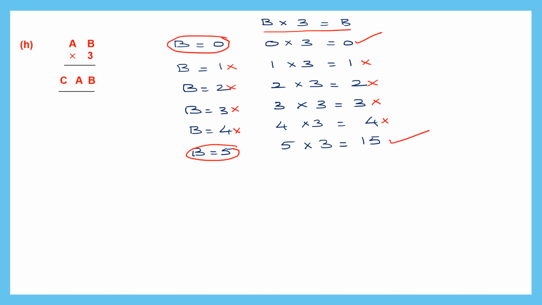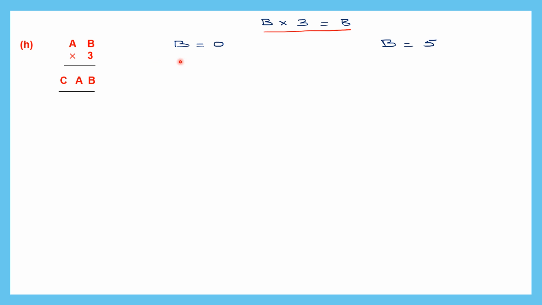It's possible for B to be 5 because when you multiply 5 into 3, we get 15, where the ones digit is 5, same as B. The ones digit and B should be the same. So let's keep B to be 0 and then we'll try with B to be 5 also. So now we have B to be 0 or it can be 5 also. So we're going to begin by writing only 0 first. So now let's rewrite the question by substituting B for 0 first.